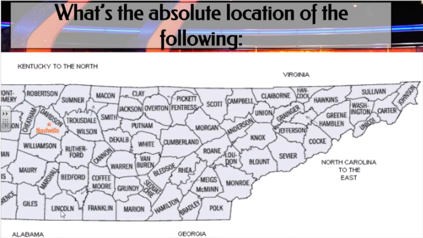So what we're going to do now is look at some absolute locations. We have the map that we had previously. We talked about the relative location of Sullivan County earlier. We're going to talk about Nashville as well, but instead of relatively telling us where things are located, we're going to get in depth and talk about the absolute location of where things are.